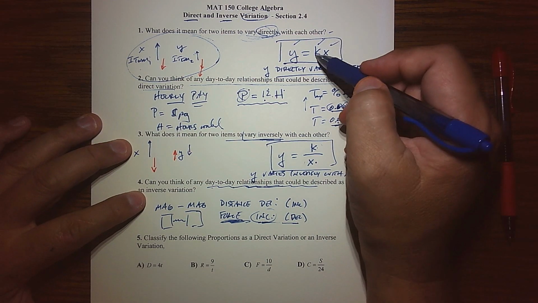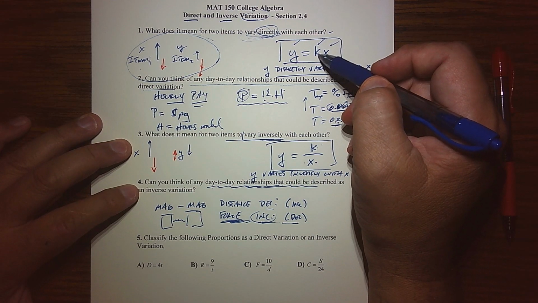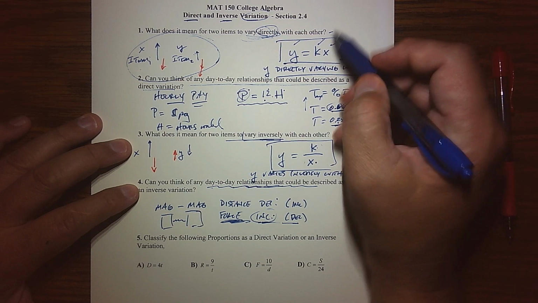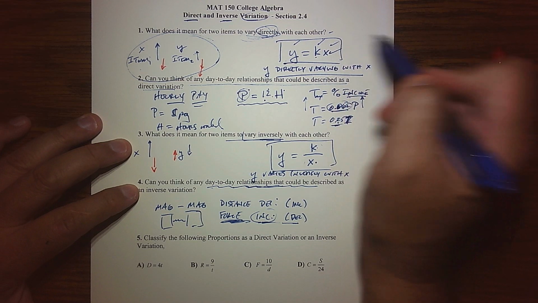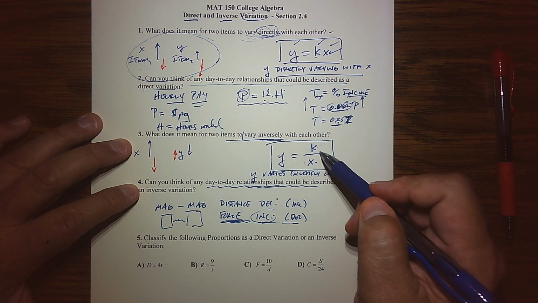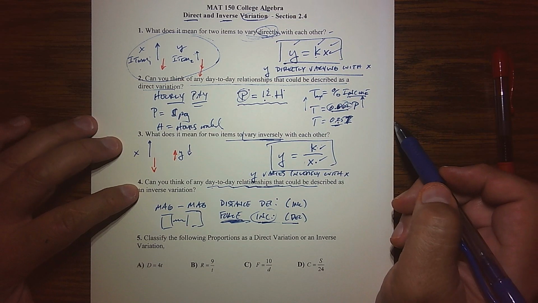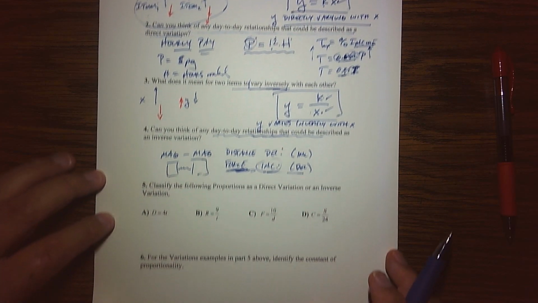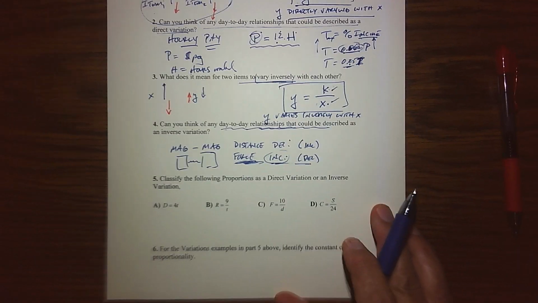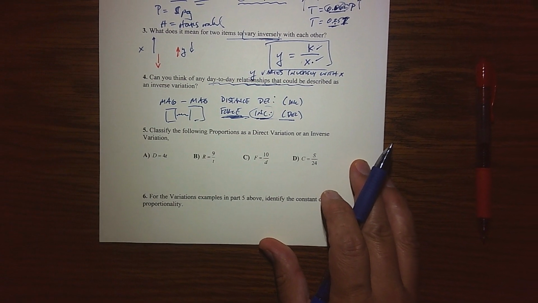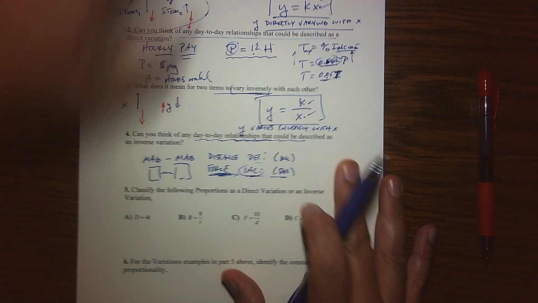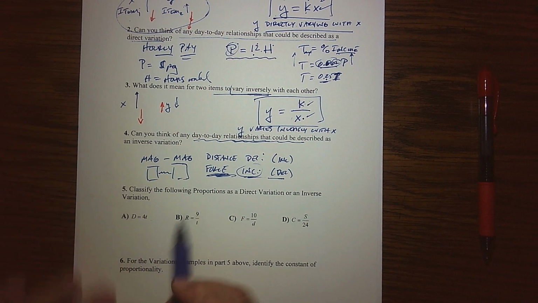Both of them involve a k, and we'll give it a name here in a moment. But in a direct relation, that k is being multiplied to the variable, and in an inverse, that k is being divided by a variable. So with that in mind, let's go ahead down here, and here are some actual math equations. Let me try to kind of get it balanced here where we can see them both. There we go. So direct or inverse?